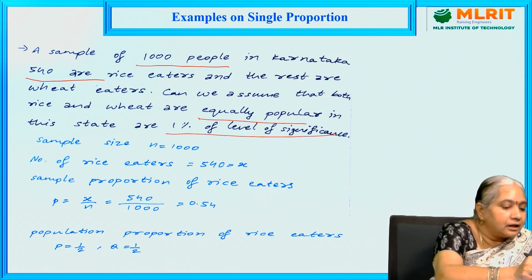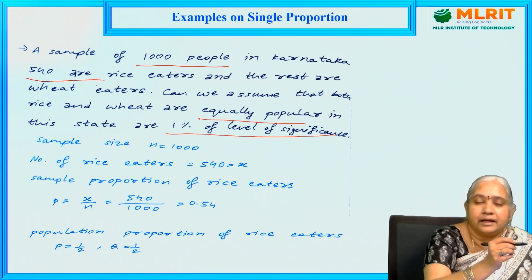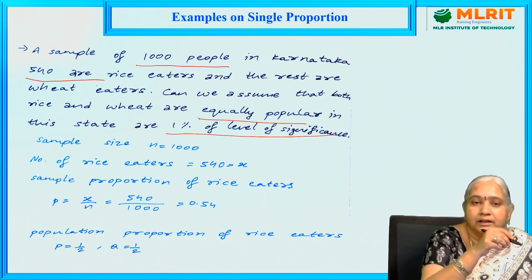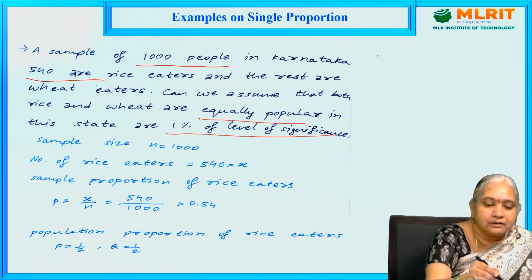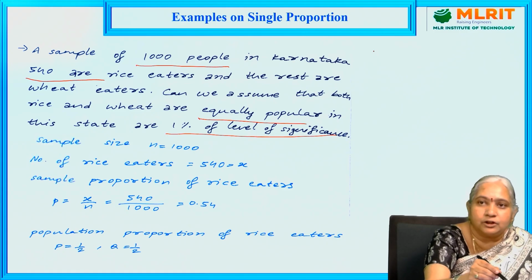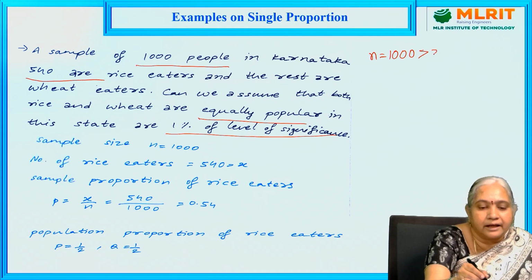So here in Karnataka state they have taken the sample as 1000 people. So here the sample size is denoted by N, which is equal to 1000 and which is greater than 30. So that's why this is a large sample.